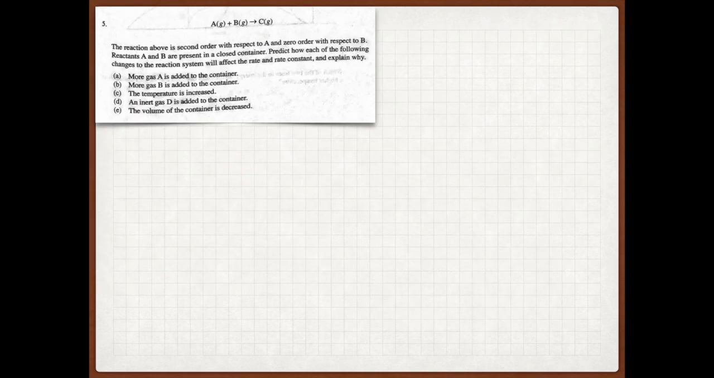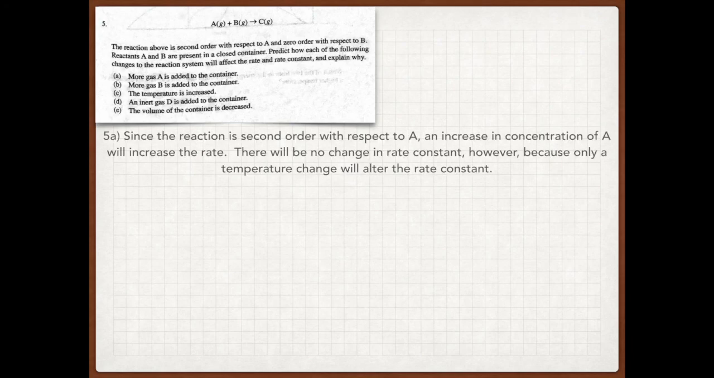For number 5, it gives you this problem. Then it says the reaction above is second order with respect to A and 0 order for B. They're present in a closed container. Predict how each of the following changes will affect the rate and rate constant and explain why. So if I add more A, since I'm increasing concentration, my k is staying the same, but since I'm increasing concentration and it's second order for A, that would cause my rate to increase. So my rate will increase, but my rate constant does not because only temperature affects your rate constant.